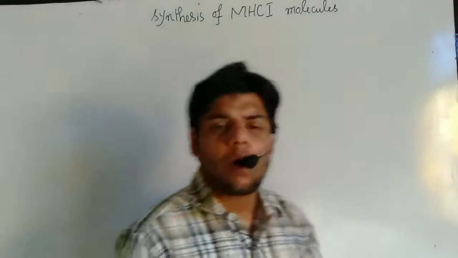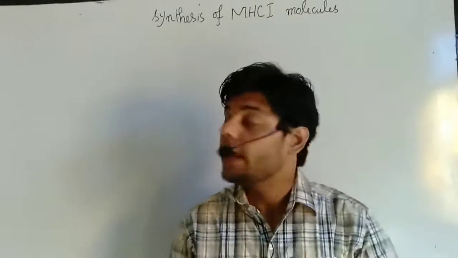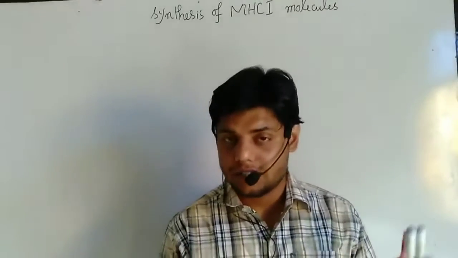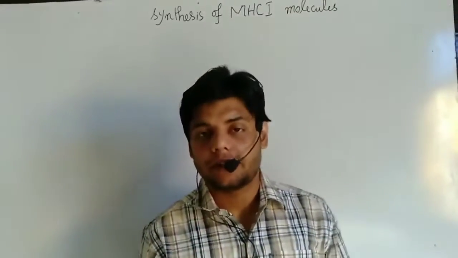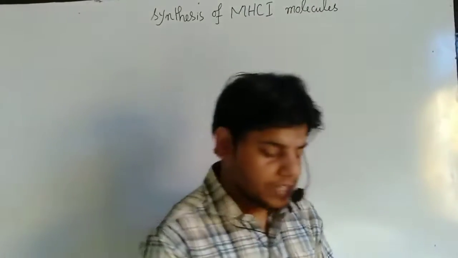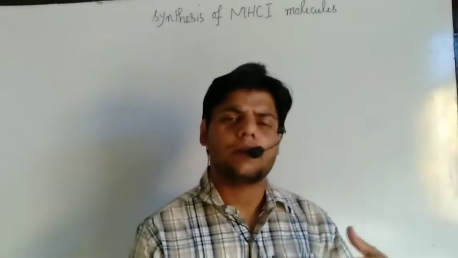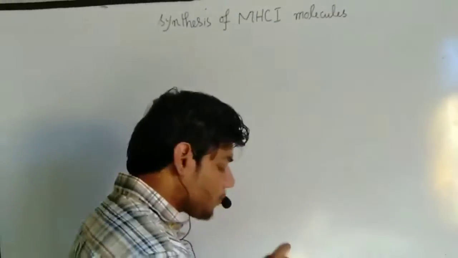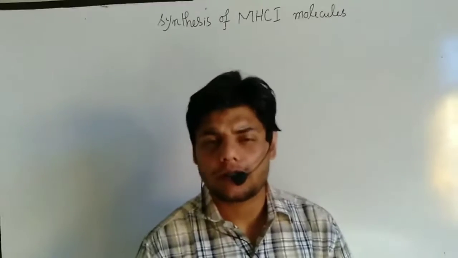Now let's start. Synthesis of MHC 1. Now, how are the MHC 1 molecules synthesized, how are they processed? This MHC 1 molecule, as I already told you, is usually present in all nucleated cells. So let's say we have a nucleated cell. In this case, let's take it, it may be the tissue cells or any cell of the body which is nucleated. Okay, means how are these MHC 1 molecules synthesized.